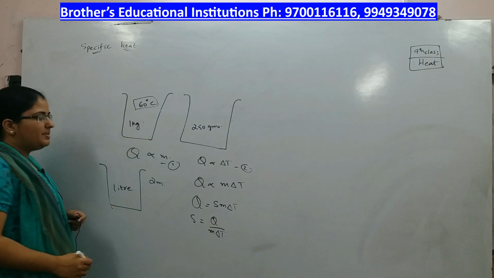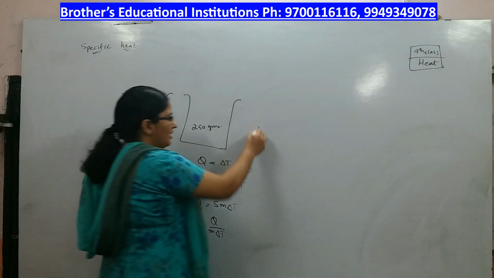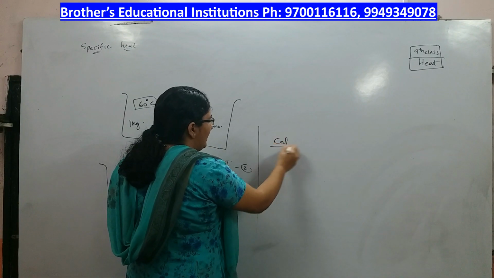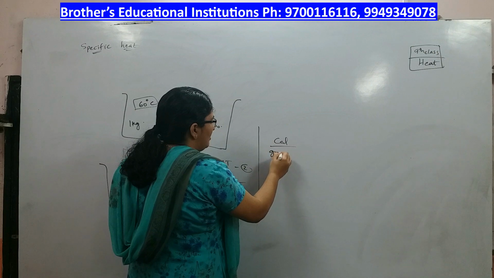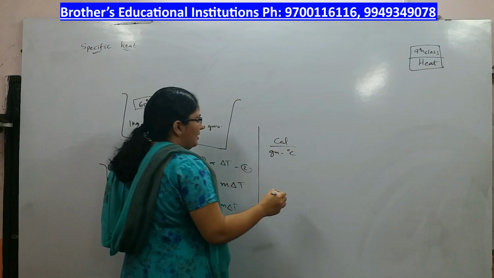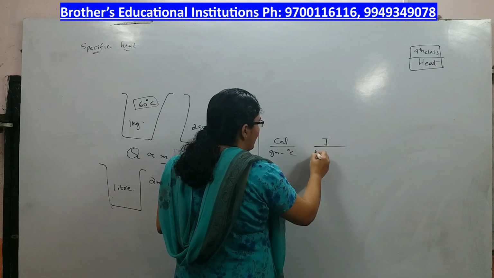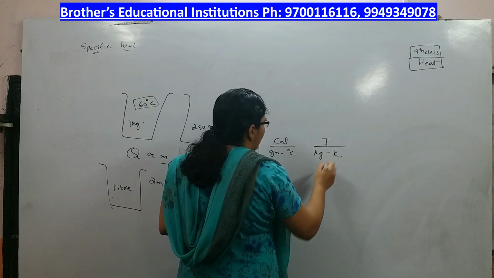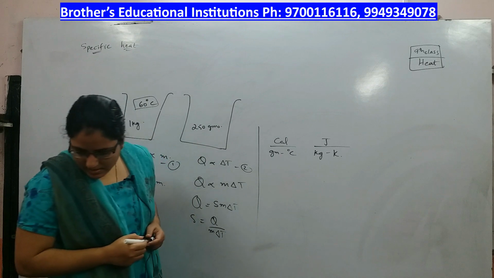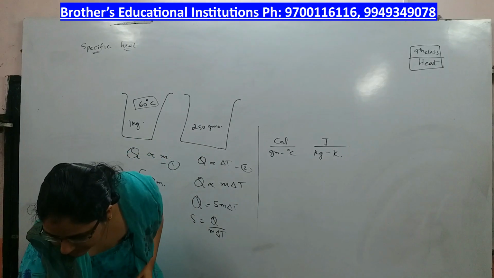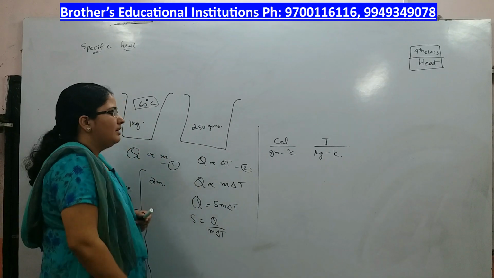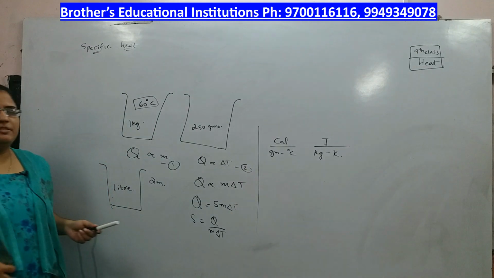The unit of specific heat is calorie by gram into degrees centigrade, or joules by kg into Kelvin. This is another unit for specific heat. What is specific heat?